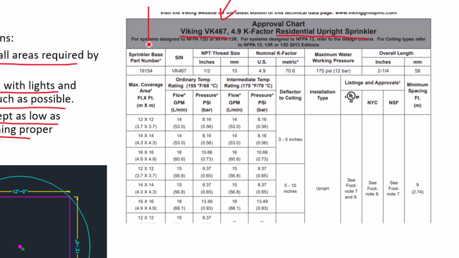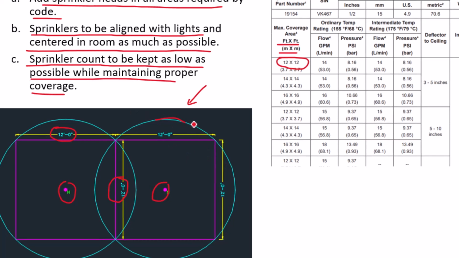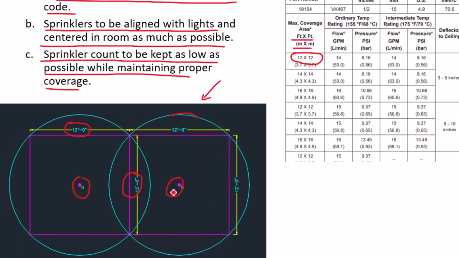If you look at this column here, this gives you the maximum coverage area in feet or meters. We're going to use feet since we are in the United States. And the lowest one is the standard 12 by 12 feet throw, which is represented here in this picture down here. And this is the sprinkler head. So it's centered in a box that's 12 by 12. And the blue circle represents the water throw from that sprinkler head.